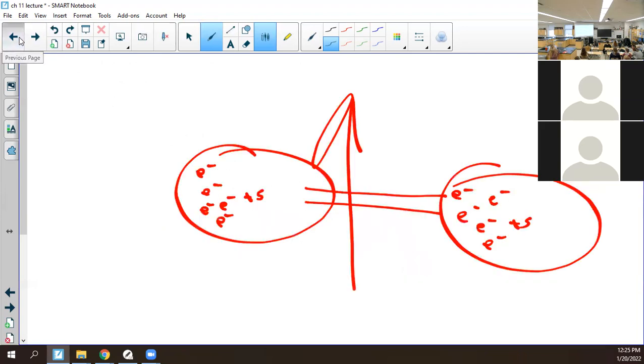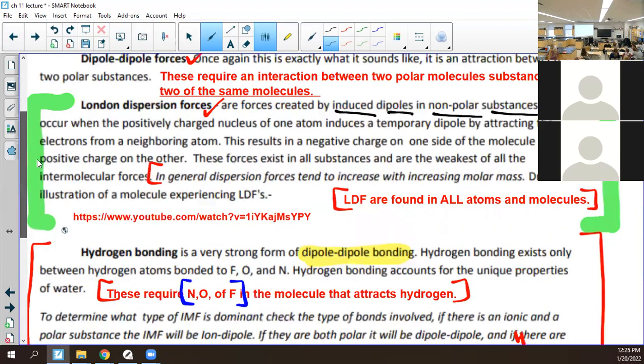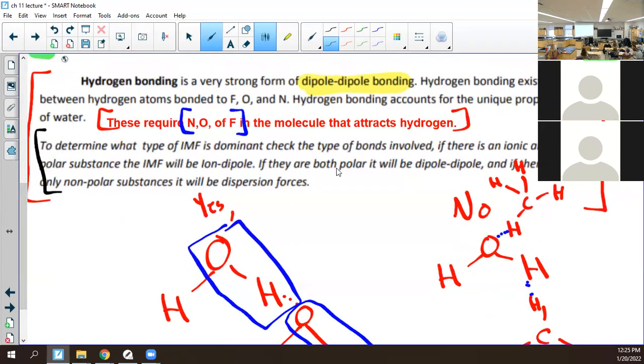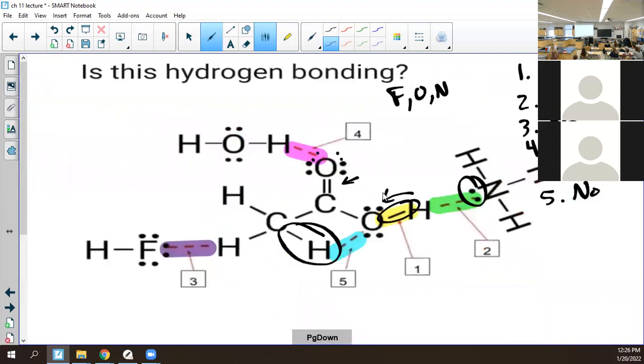All right, this piece right here. To determine what type of IMF is dominant, check the type of bonds involved. If there is an ionic bond and a polar substance, the IMF will be ion dipole, like the dominant one. It will have others. If they are both polar, it will be dipole-dipole. Salt water is everything. Water would be 3. And if there are only nonpolar substances, it has to just be dispersion forces. You with me? Okay, so we have some questions here.